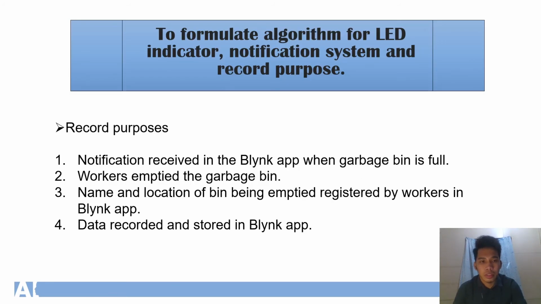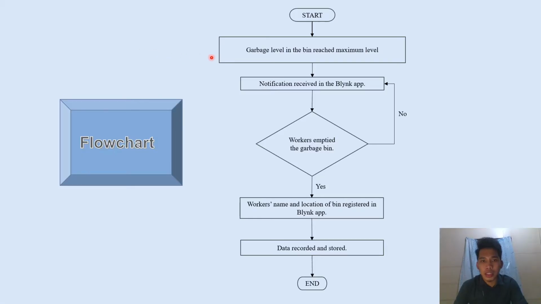Now we proceed with the third purpose in the second objective, which is the record purposes. The notification is received in the Blynk app when the garbage bin is full. Workers will empty the garbage bin. The name and location of the bin being emptied are registered by workers in the Blynk app, and lastly the data will be recorded and stored in the Blynk app.